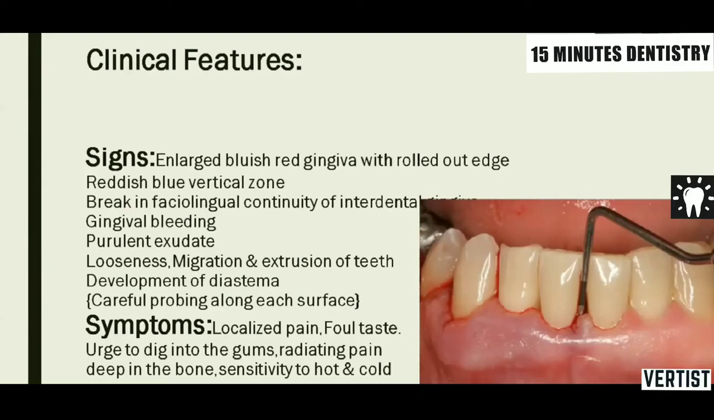So it is very important that careful probing along each surface is a must. Ideally you should have the 6-point probing so that you can check on every tooth whether the pocket is present or not. Now you can probe it with the Williams graduated probe on all the tooth surfaces, and you should check whether there is a presence of the pocket.